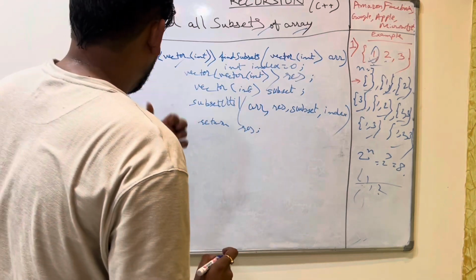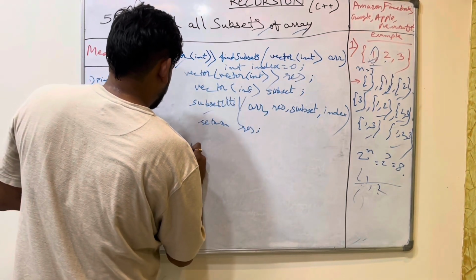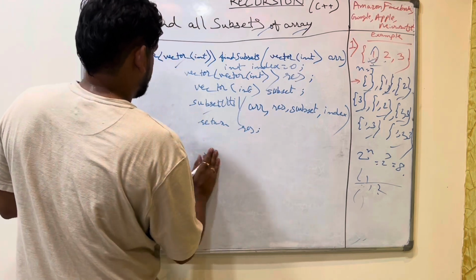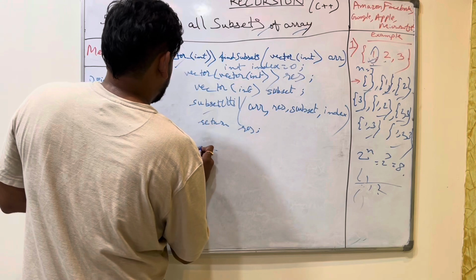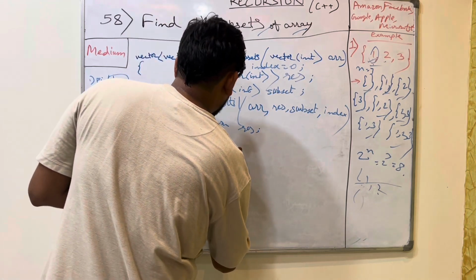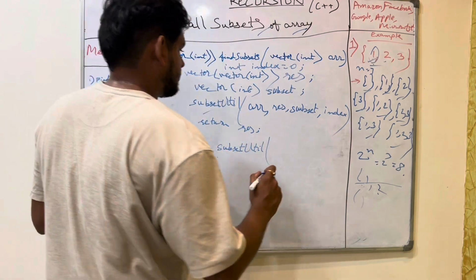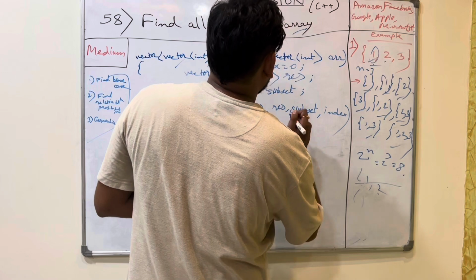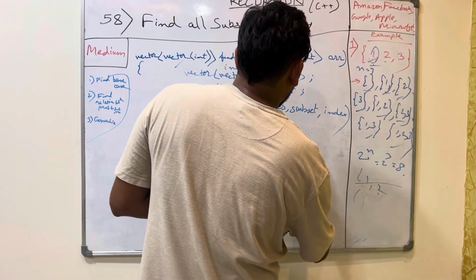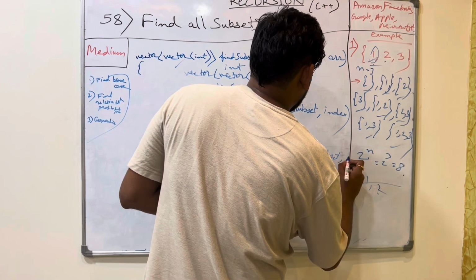Now we will code this subset util. What does subset util do? It will be a void call. We will have this as a void subset util. Here we will use backtracking, you will understand once I complete it. I just write the functions: array, result, subset and index.